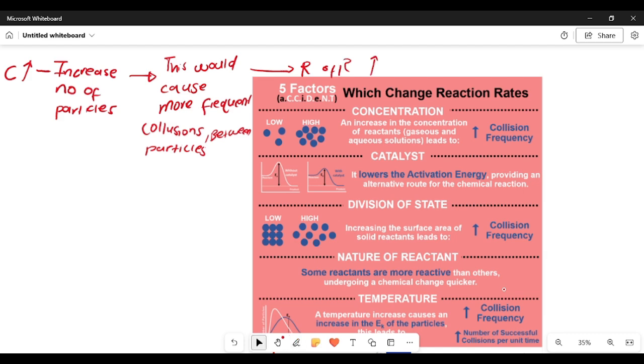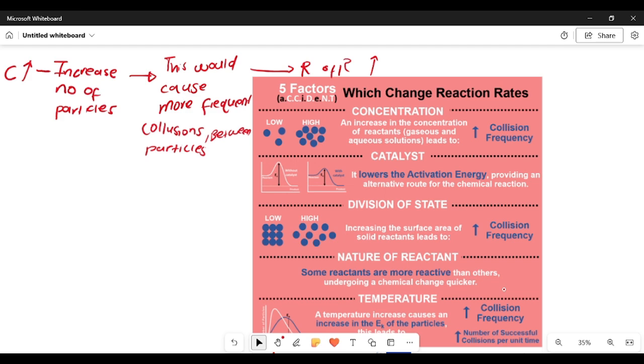So increasing concentration increases the number of particles. As a result, more particles are there available for reacting, causing more frequent collisions between particles, and this would make the rate of your reaction to increase. Now, inversely, when you decrease concentration, it means that now you're reducing the number of particles which are available for reacting, right? This would cause less frequent collisions, and as a result, this would reduce the rate of your reaction.